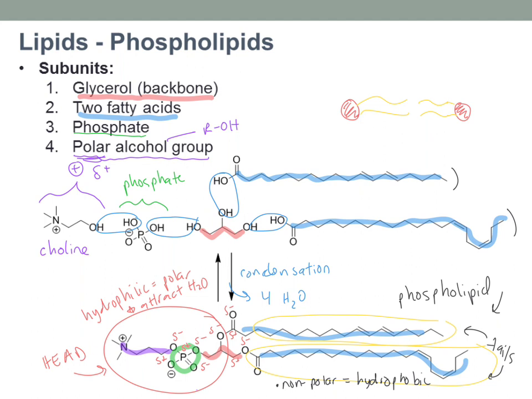So it'll be some mixture of whatever. So those could be different. Phosphate will always be phosphate. Glycerol will always be glycerol. But these polar alcohol groups are kind of a big group, right? They can be a lot of different things. So I want to show you some examples on the next slide of things that they could be.